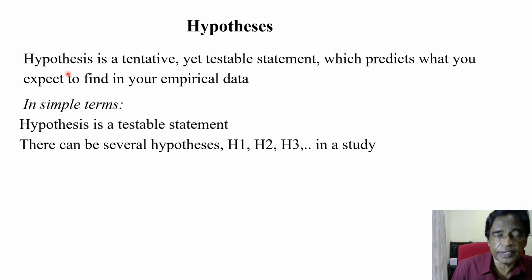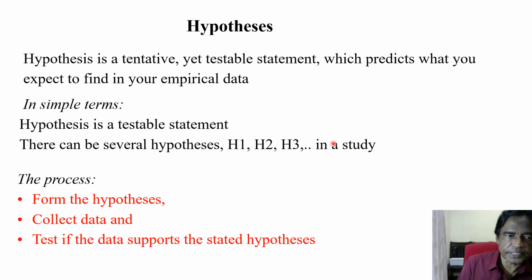Example, let's say age and depression. Your hypothesis may be: the older the person, the higher the level of depression. How do you measure it? Testable? Yes. I can take the age, I can measure the depression using a questionnaire and do some statistical analysis and see whether age can be used to predict depression or not using empirical data. So in your research, there could be several hypotheses, like H1, H2, H3, and so on.